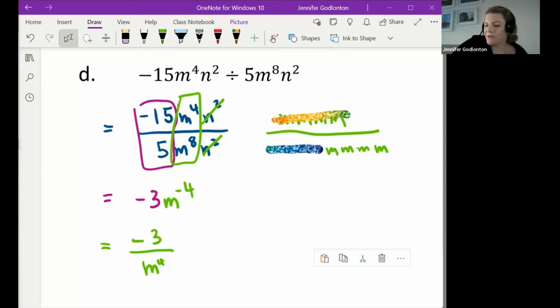The only time I don't recommend you do the long way is when we have like m to the power of 96. Then maybe don't do it the long way.